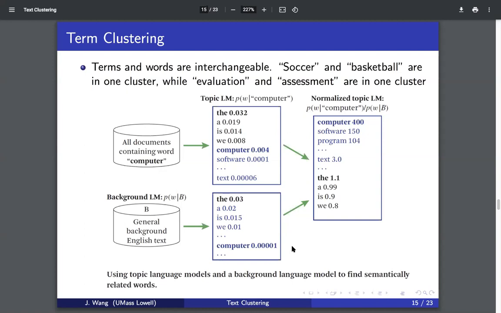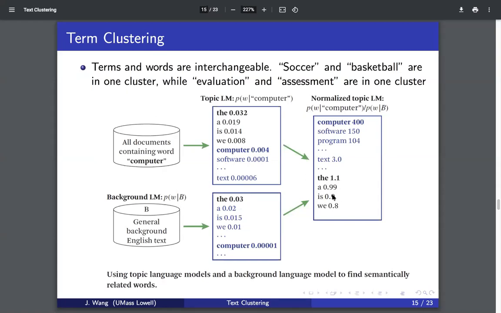And then you normalize it. Okay, so after you normalize it, this is documents that contain the word computer. This is a general document. So you normalize it means that you divide this probability by the probability from the general document. So this is what we get. So computer becomes 400, software 150, program 104, text 3, and then these A is V still remain about the same.